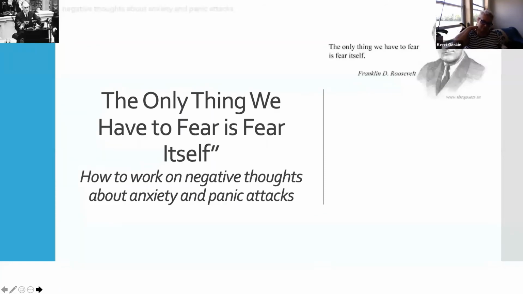Franklin Roosevelt, former president of the United States during the Depression. This quote is often used out of context. There's more to it, but we frequently say the only thing we have to fear is fear itself. In one of the most difficult economic periods in US history, he said this. And sometimes the truth is our reaction to negative events is fearful, which ends up causing more problems.